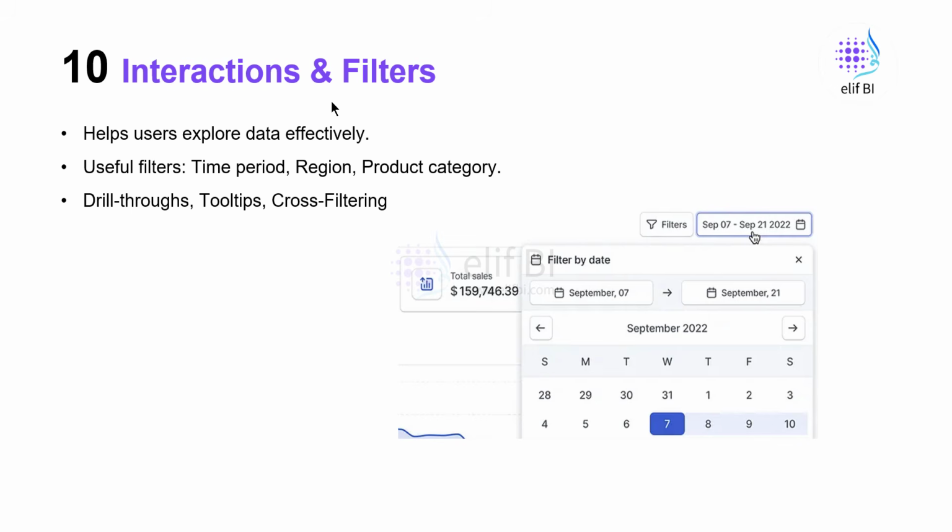As we know, filters are really important for the users to explore the data, because they want to slice and dice the data to get to their results or the analysis. And the useful filters in our case, as we saw in ChatGPT, would be the time period, region, product category, and even the customer or customer category if it applies. And then we've got the drill throughs, some tooltips, or cross filtering between the visuals.